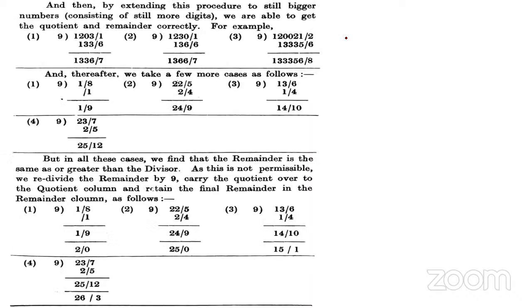Now in this case, let me discuss some more problems with the same divisor 9, but with a slightly larger dividend. So 1, 2, 0, 3, 1 divided by 9. When we have the divisor 9, the first digit is taken as one group and the remaining digits as another. First of all, we drop the 1, and this 1 is added to the 2, so that we get 3.